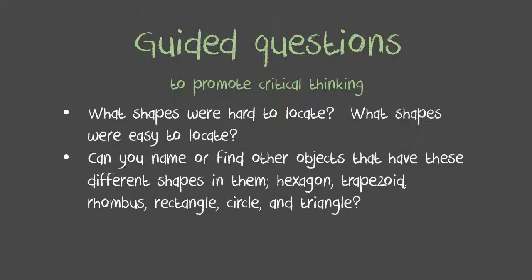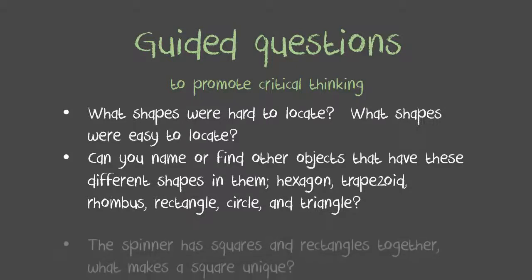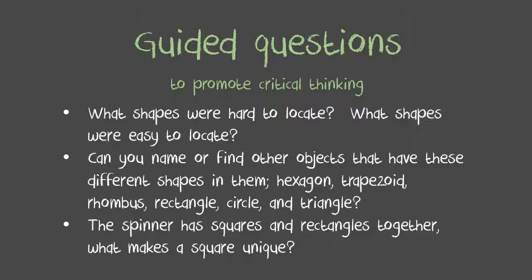Can you name or find other objects that have these different shapes in them, like a hexagon, a trapezoid, a rhombus, a rectangle, a circle, and a triangle? On the spinner, a square and rectangle were put together. What makes a square unique? And you can also say what makes it like a rectangle. So the students can have these questions to help promote their thinking.